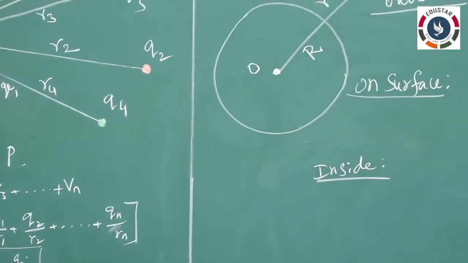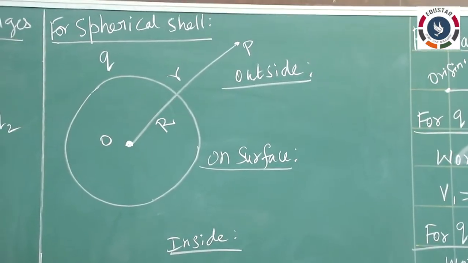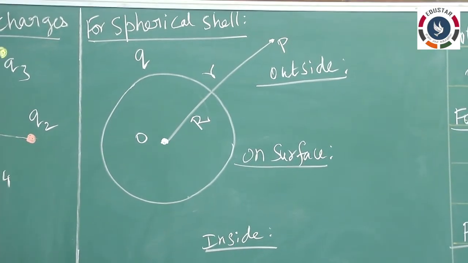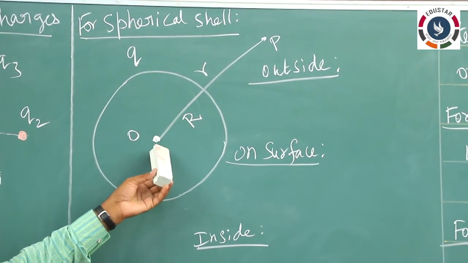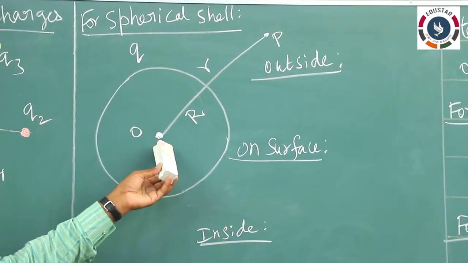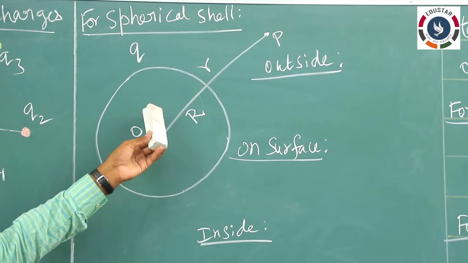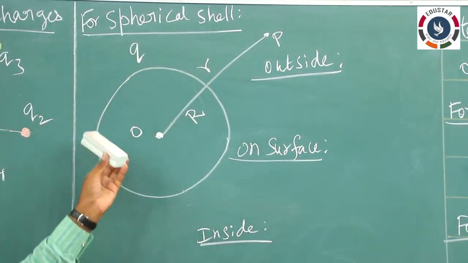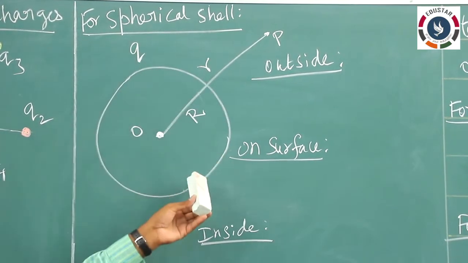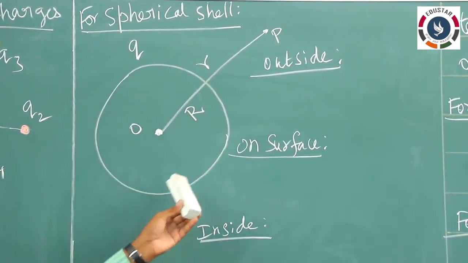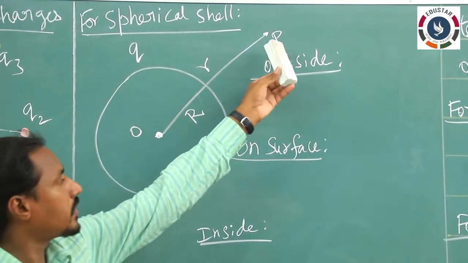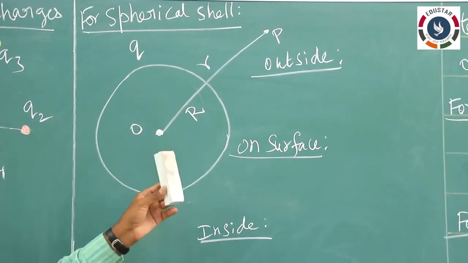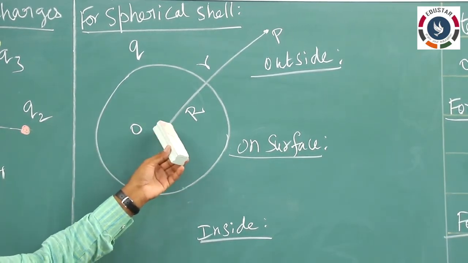Next we move to the spherical shell. We know a spherical shell is a conductor, and the electric field inside the spherical shell is 0, which we discussed in the first lesson. In this lesson, for potential, consider a spherical shell with charge Q on it. Due to this charge we are finding the potential at any point outside, on the surface and inside the spherical shell. For that we consider the origin at the center of the shell and consider the point P.